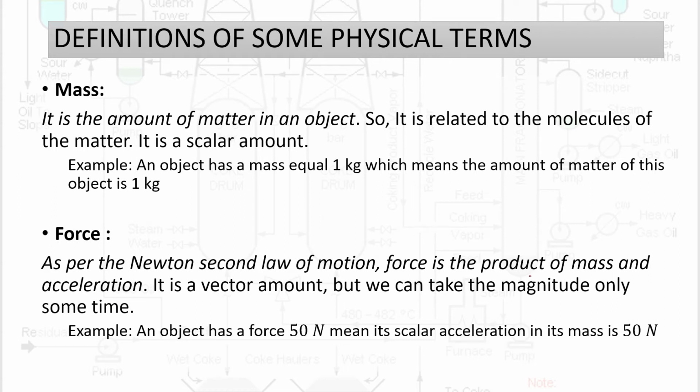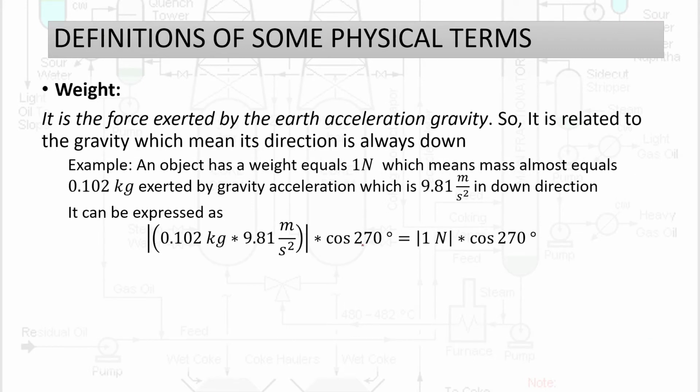It is a vector amount, but we can take the magnitude only sometimes. If an object has a force of 50 Newton, and we don't mention the direction, we just take the magnitude value only. That means it acts as acceleration multiplied by its mass, and the result is 50 Newton, and this is the unit of the force.